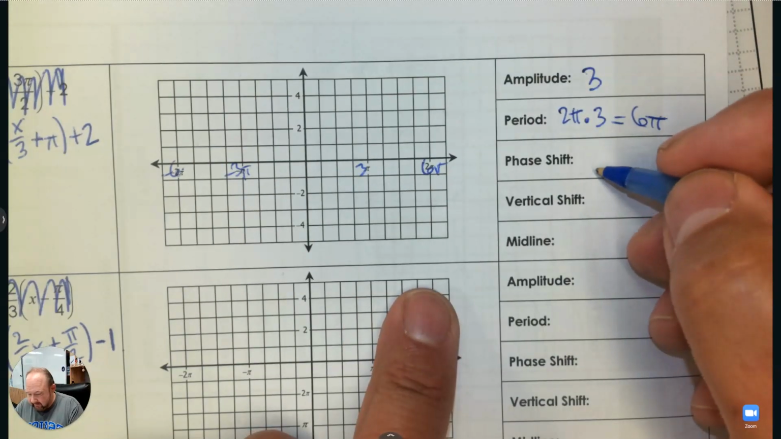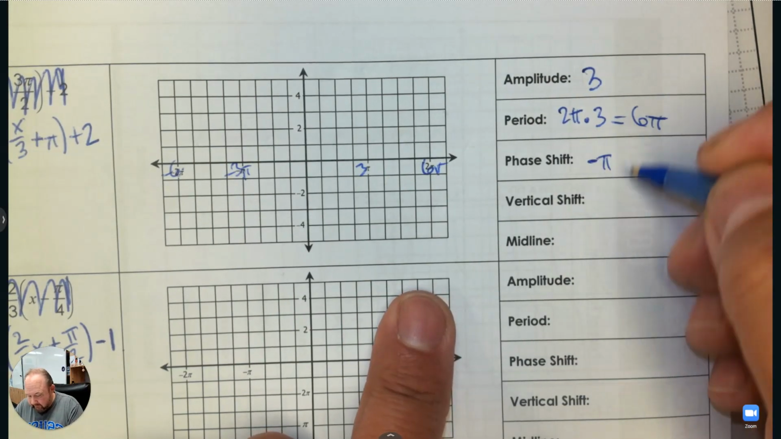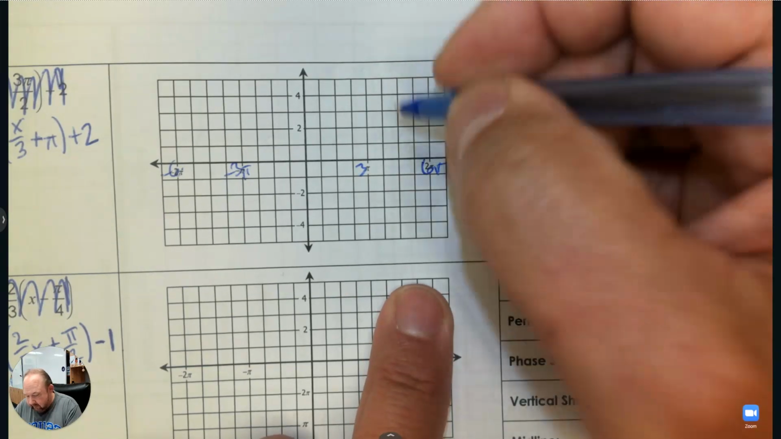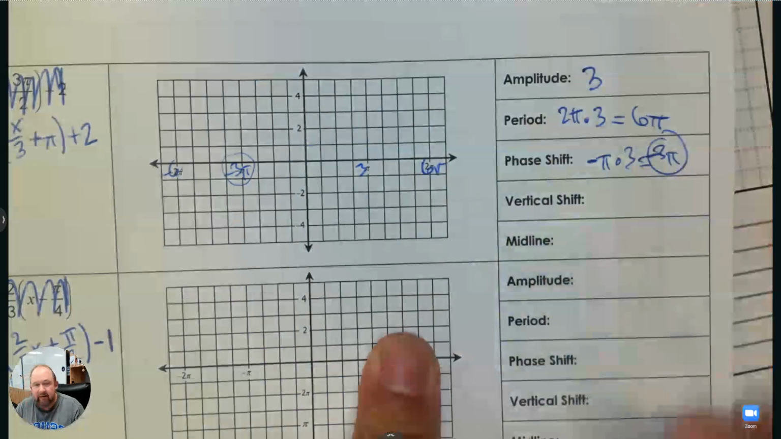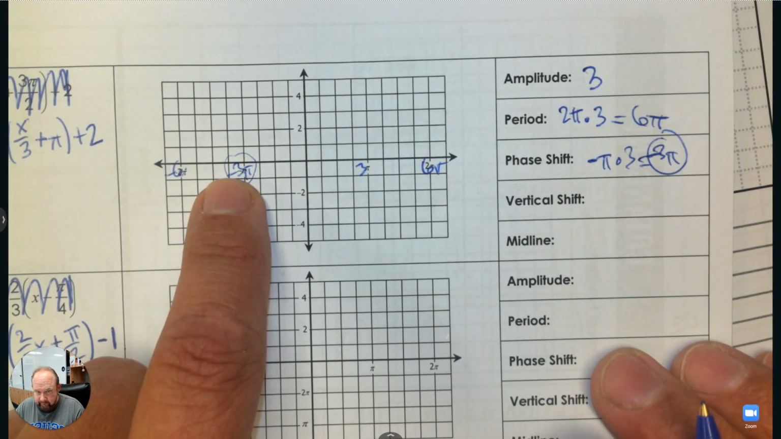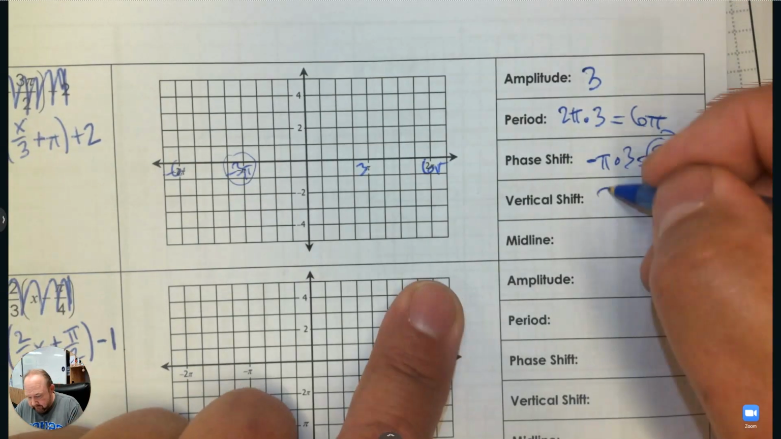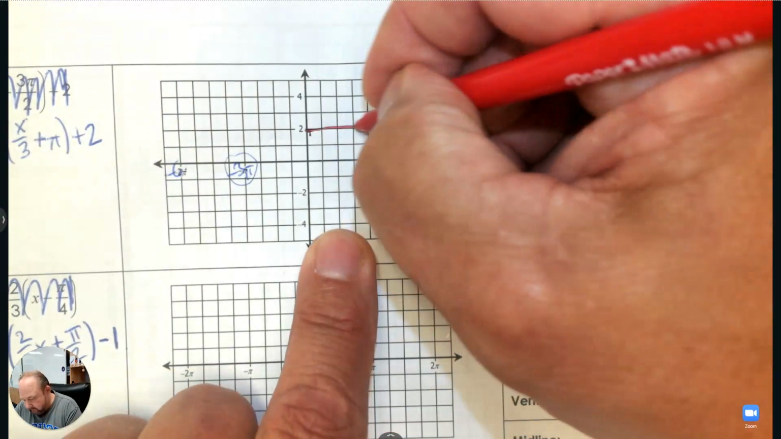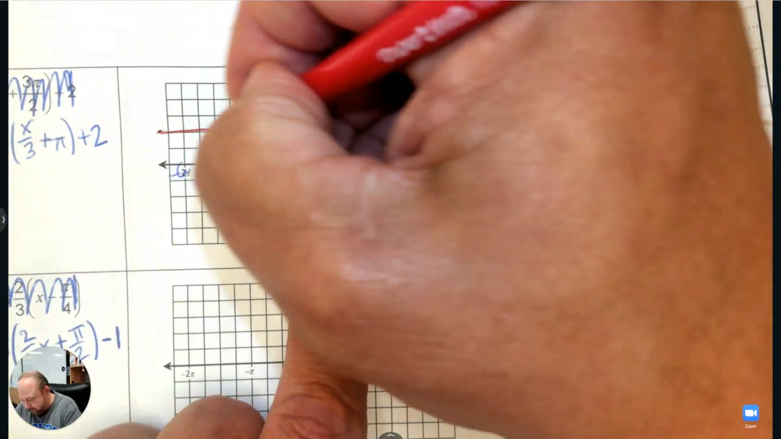The phase shift, it's -pi divided by 1/3 or times 3. So it's -3 pi. So I'm going to find negative 3 pi and circle it and say, okay, that's where the graph's going to start. We have a vertical shift of 2. So that's where my midline is.